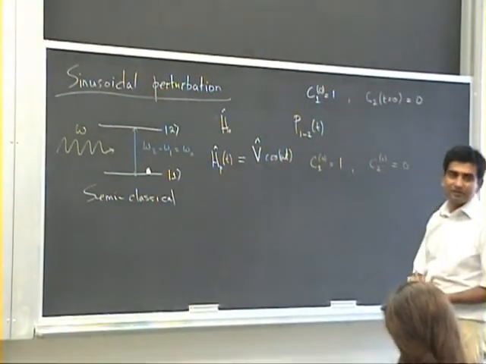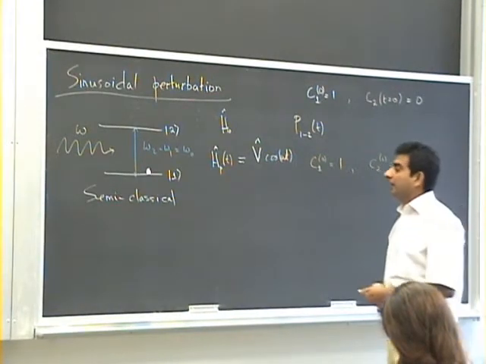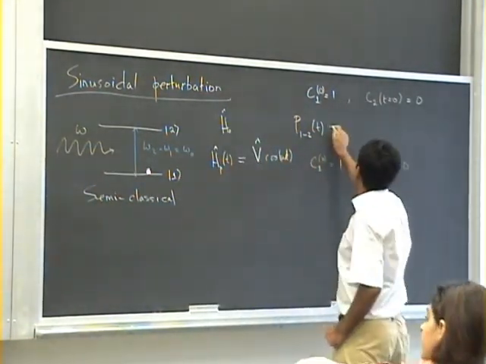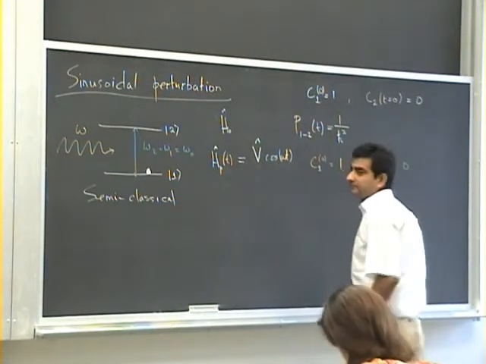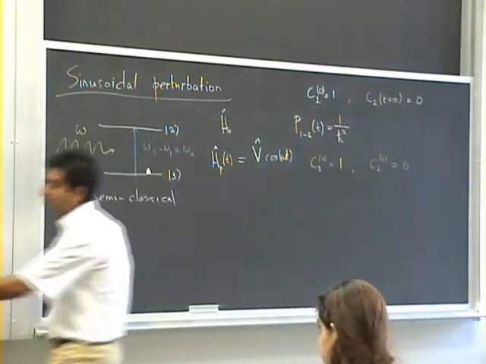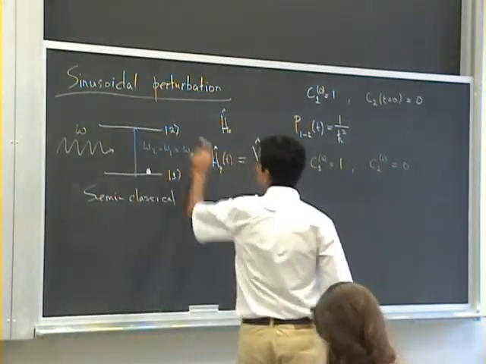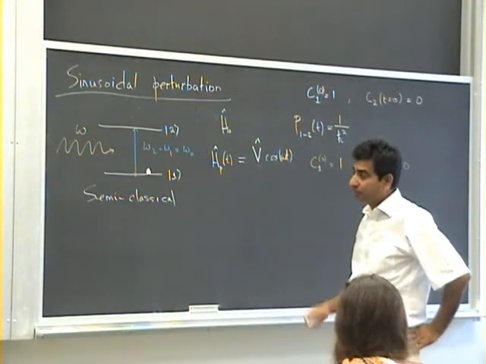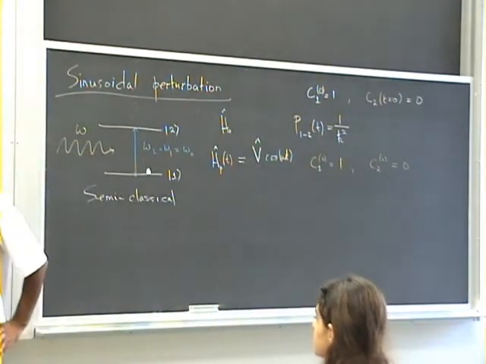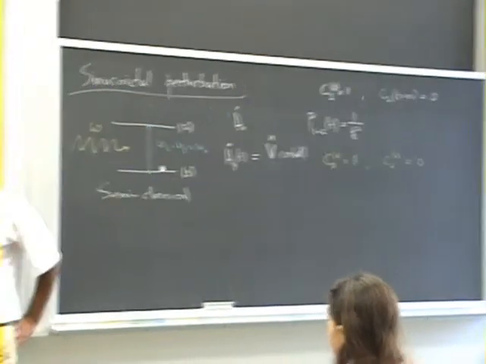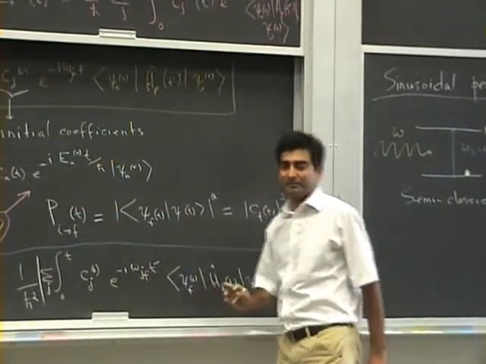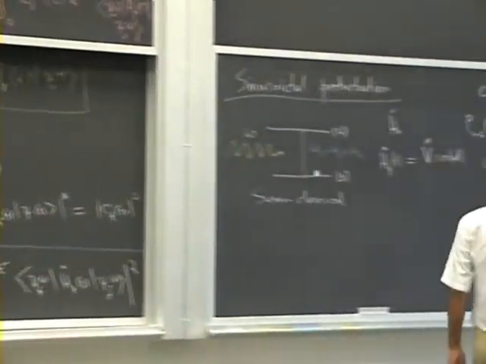Now let's look at the first order term. I would like to calculate this transition amplitude. This transition amplitude is simply given by 1 over h bar squared. Now I have to sum up over j's. What is the possible value of j here? 1 and 2, since it is a two-level system. But C1 of 0 is 1 and C2 is 0, so I don't take into account the j equals 2 term. I just have to consider the j equals 1 term, and this summation goes away. So I will write 0 to t.